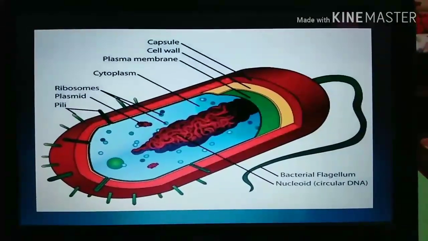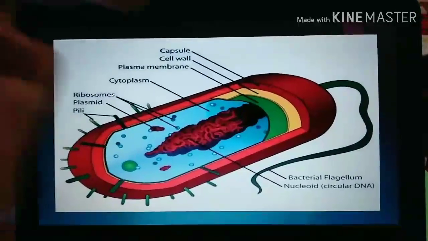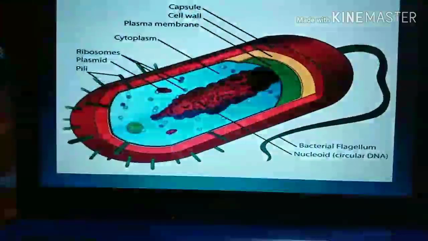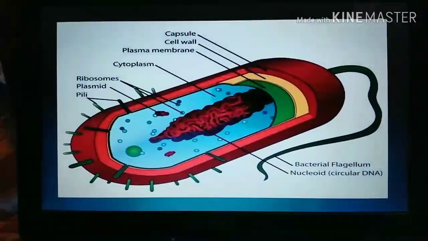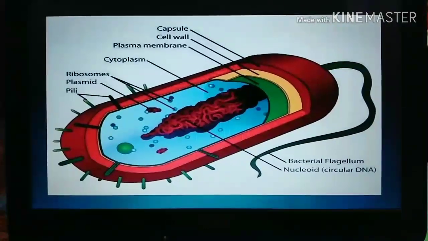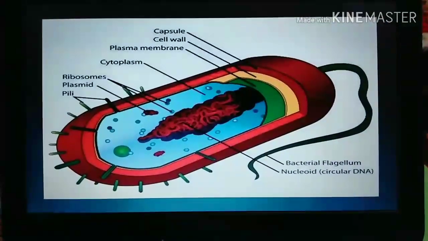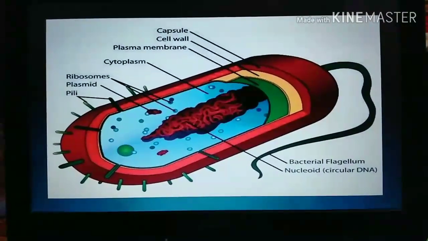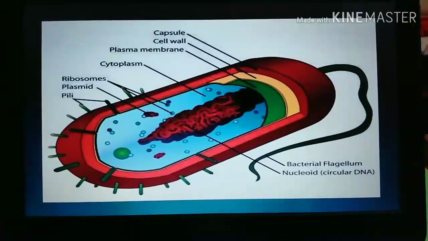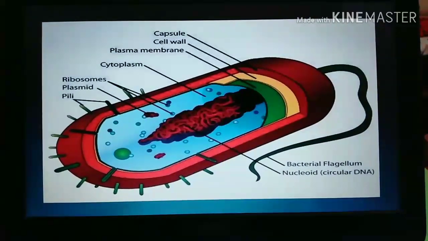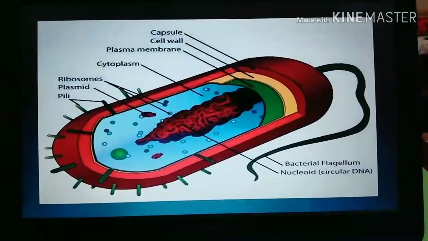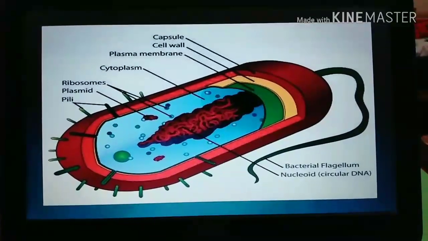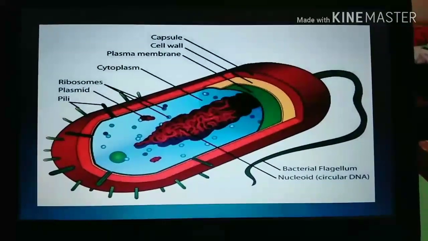Next is the capsule. So this is the capsule. The capsule is highly organized and firmly attached to the cell wall. Capsules usually consist of polysaccharides, which may be combined with lipids and proteins depending on the bacterial species. Capsules can be detected using a capsule staining procedure, which is a type of negative stain.